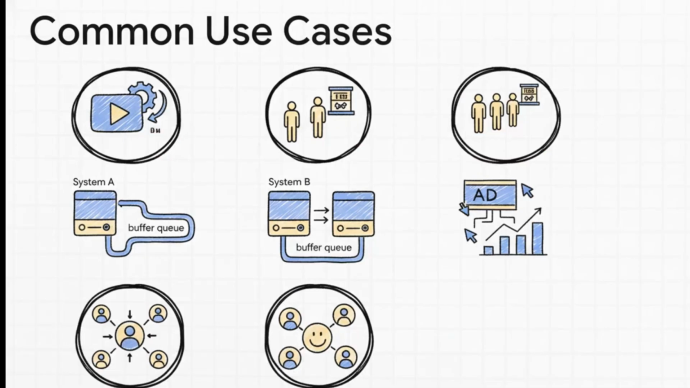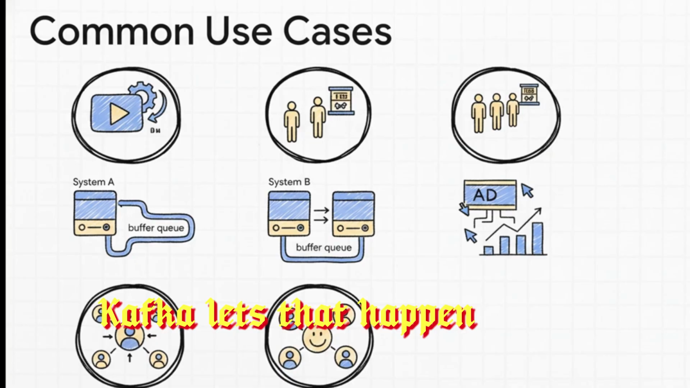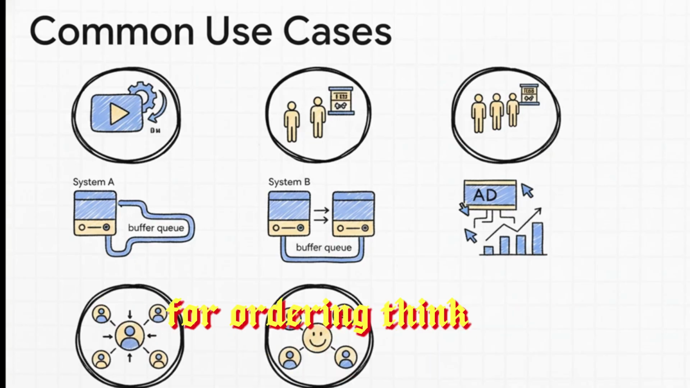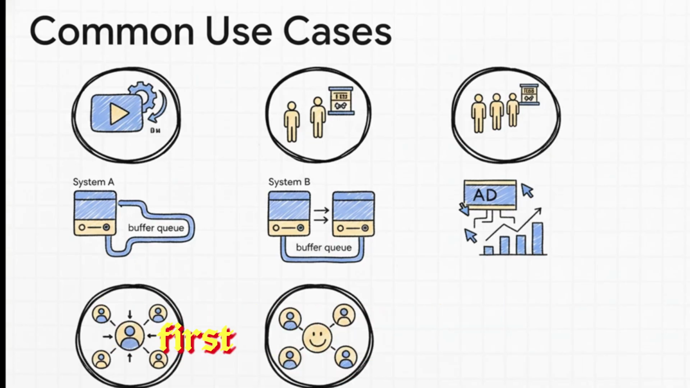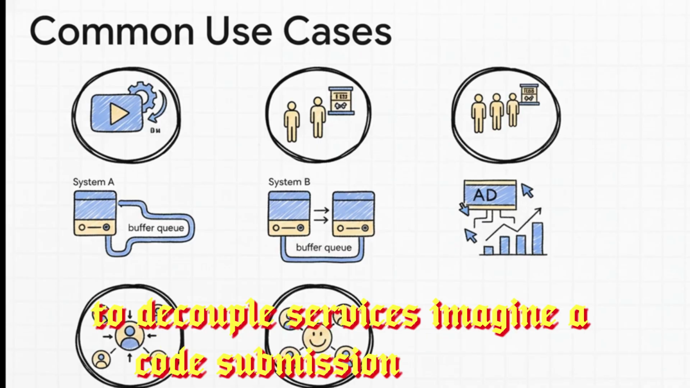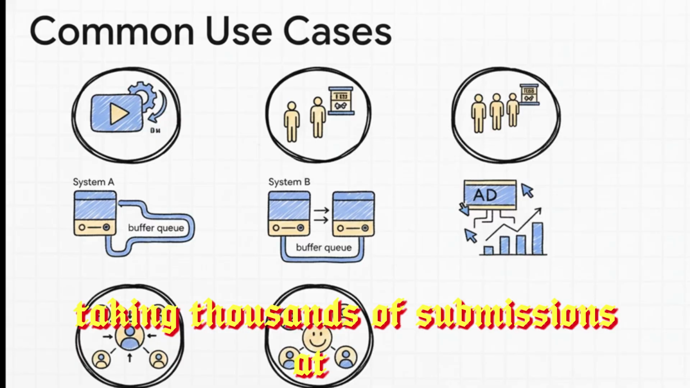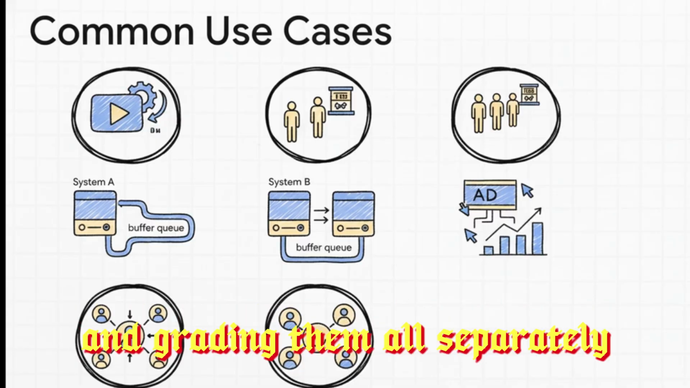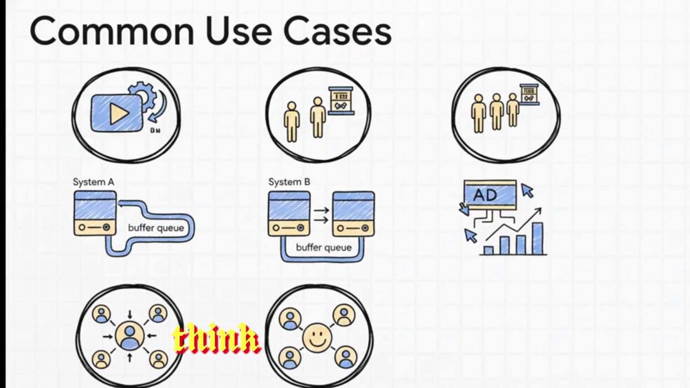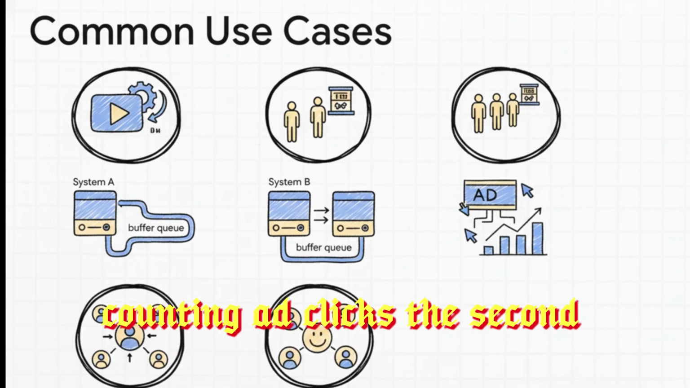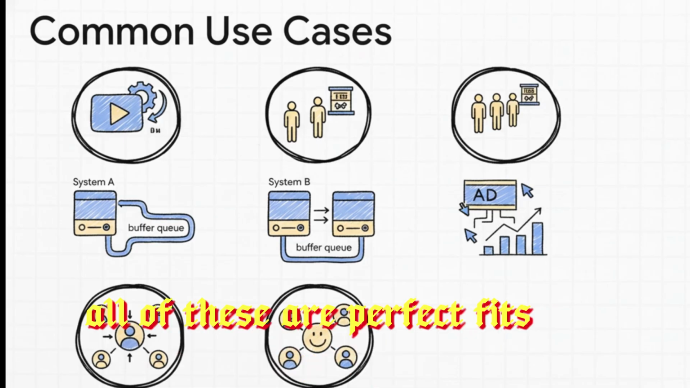Let's make this real. For asynchronous stuff, think about uploading a video to YouTube. You don't wait for it to process. Kafka lets that happen in the background. For ordering, think of Ticketmaster's virtual queue. First come, first served. To decouple services, imagine a code submission platform taking thousands of submissions at once and grading them all separately. And for real-time aggregation, think of a dashboard counting ad clicks the second they happen. All of these are perfect fits for Kafka.